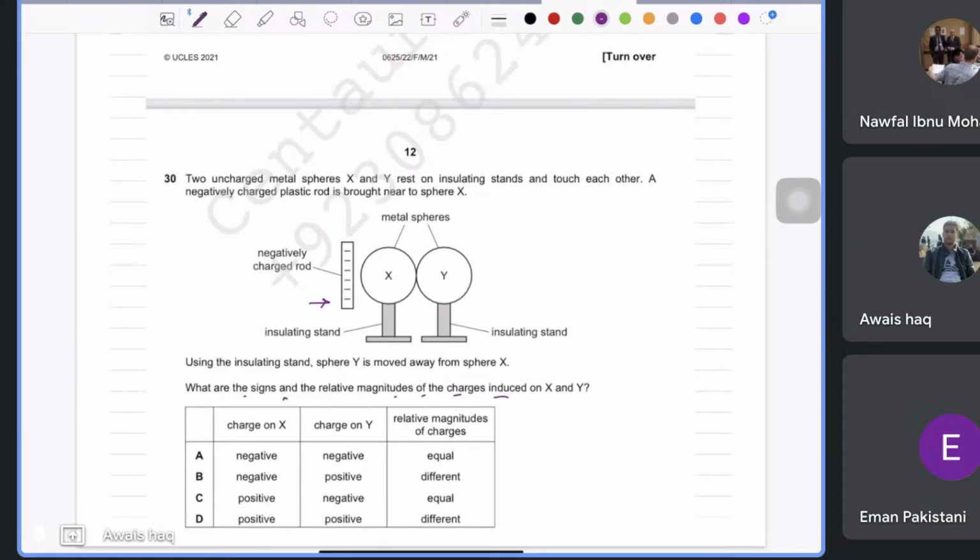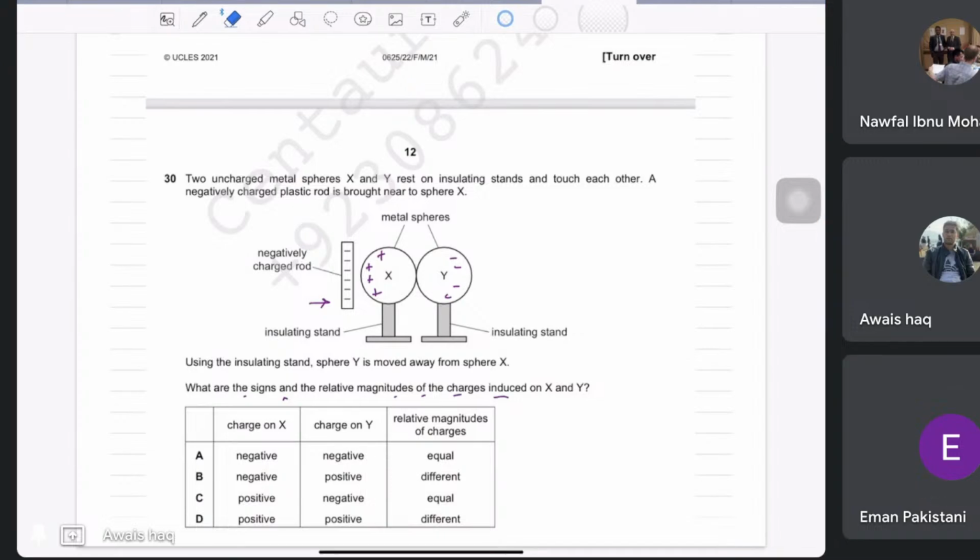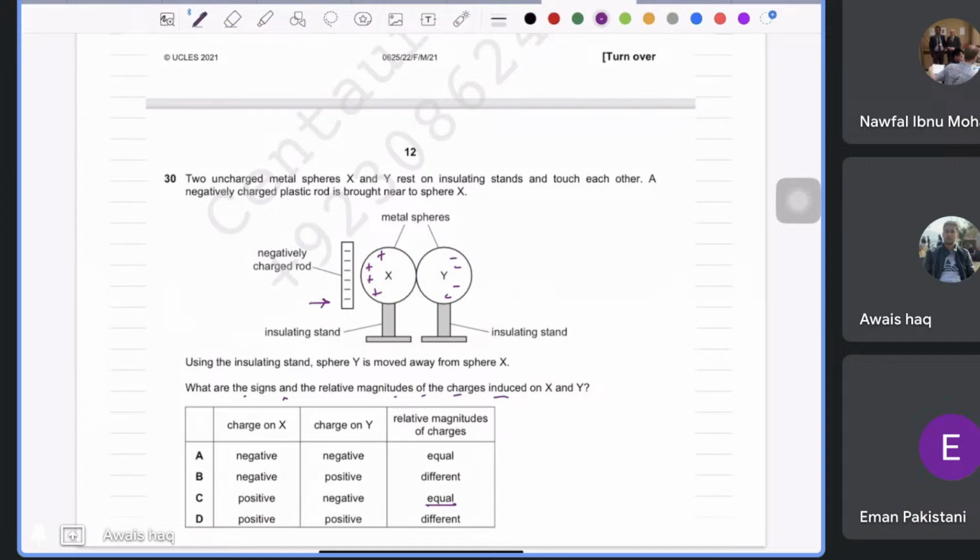What will be the charge on X? It will be positive. What will be the charge on Y? It will be negative. Why? Because, Imal, negative charges will try to run away as far as possible from the rod. Do you understand? Yes. Now, will they have the same magnitude of charges on both of them or different? Who can tell me this? It will be equal, because if an equal number of charges are coming here, an equal number will be here. The separation is equal. So the charge on X would be positive and Y negative, and they should be equal.